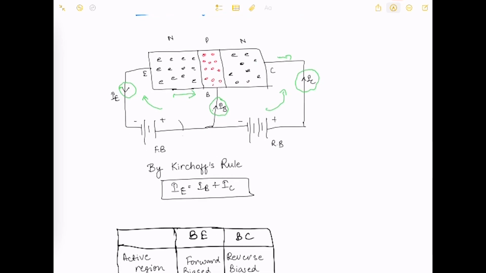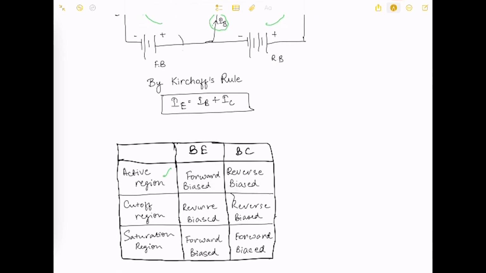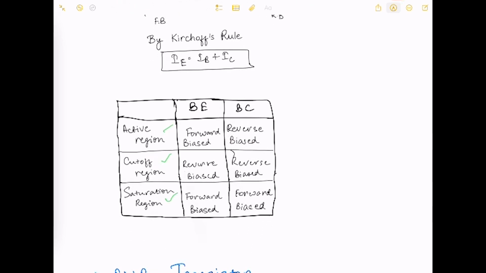The NPN device also operates in three regions: active region, cutoff region, and saturation region. In the active region, the base emitter is forward biased and the base collector is reverse biased. In cutoff region, base emitter is reverse biased and the base collector is reverse biased. Also, in the saturation region, both the base emitter and the base collector are forward biased.